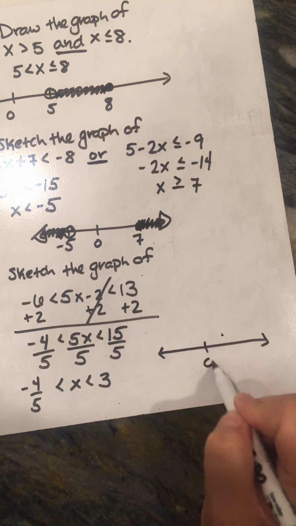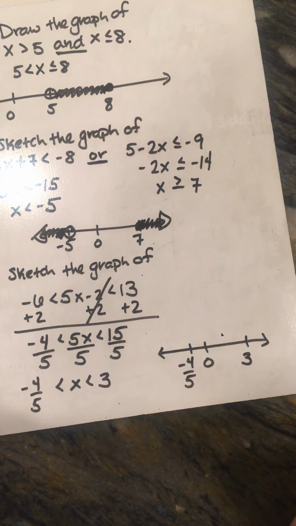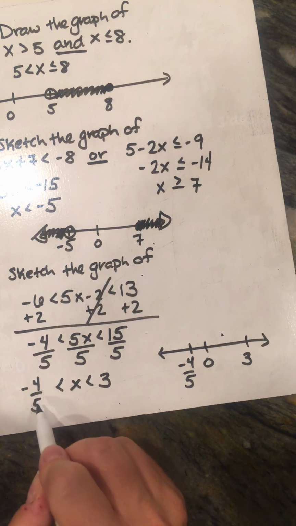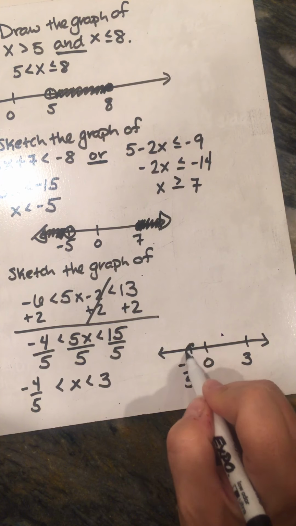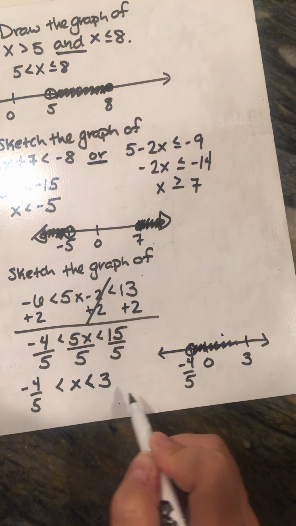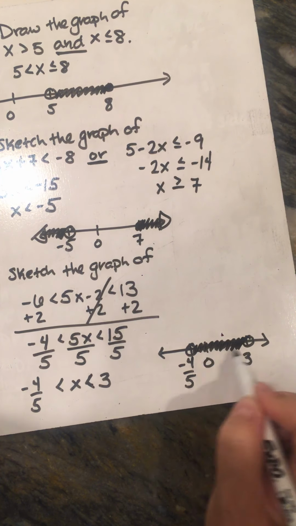Here's my 0. Here's my negative 4/5. Here's 3. X is going to be larger, greater than negative 4/5. So open dot, we're going this way. But x is going to be smaller than or less than 3, open circle. So there is my union right there in between the two.